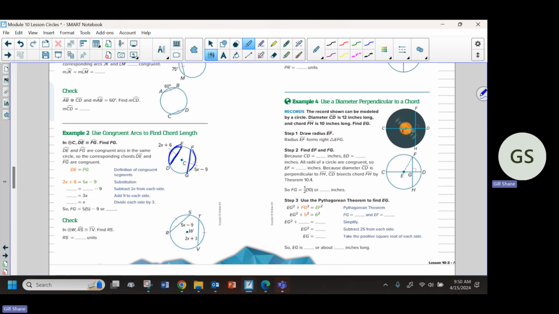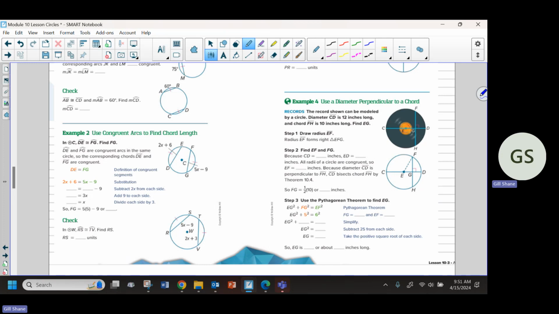Just so you know, the arc is not congruent to the chord. Some of you wrote that. The arc and chord are totally different measures. We wouldn't say they're congruent. If I know that the chords are congruent, then the arcs are congruent.